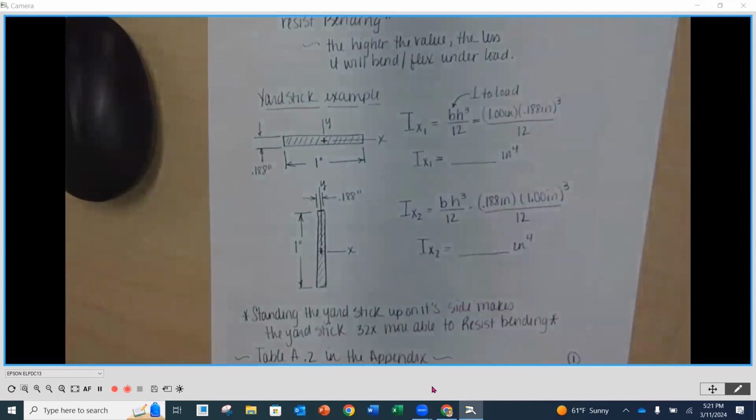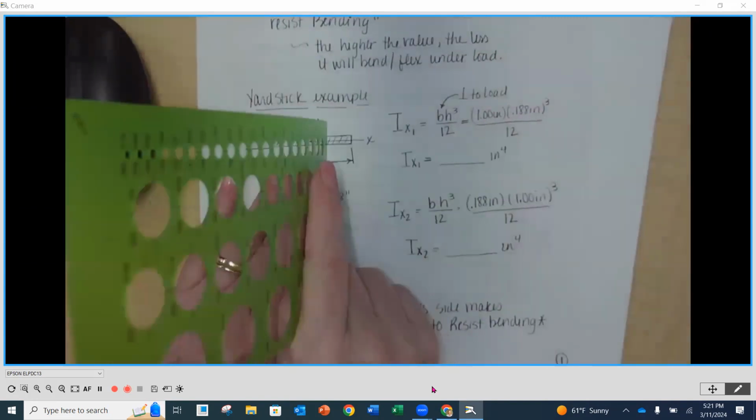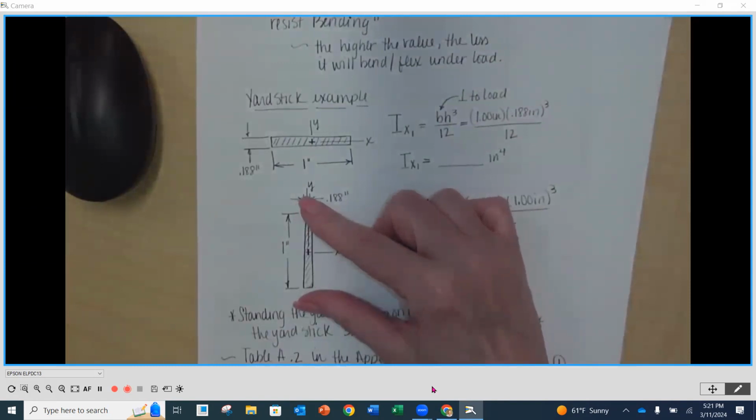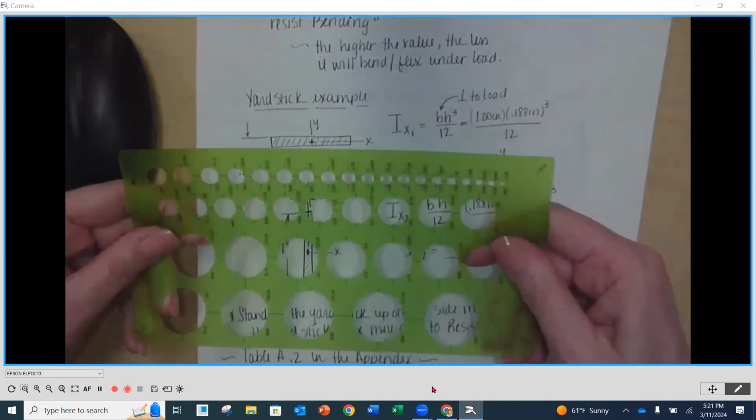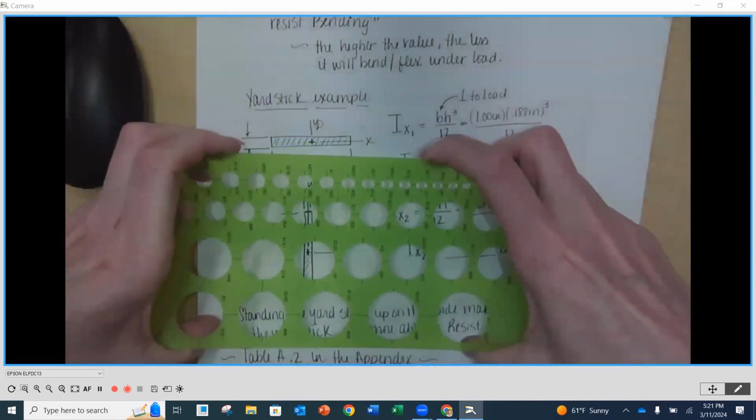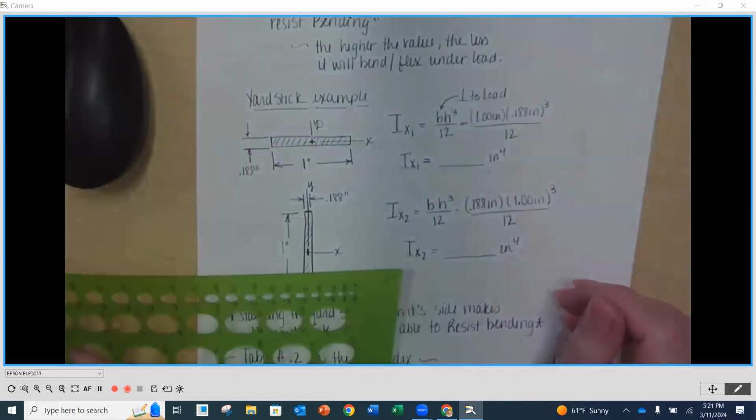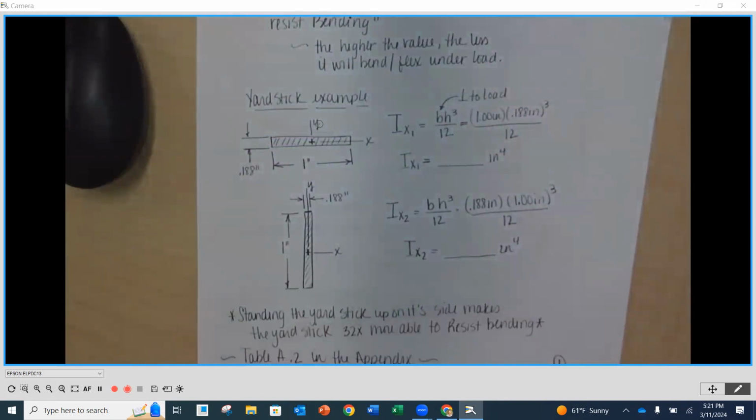But if I just stand it up in this orientation, so that this dimension now is vertical, and I try to bend it the same way, I can't do it, right? So what happens is it becomes more stiff. It becomes more resistant to bending just by taking that very same cross-sectional area and standing it up on its tall dimension. Does that make sense to everybody?